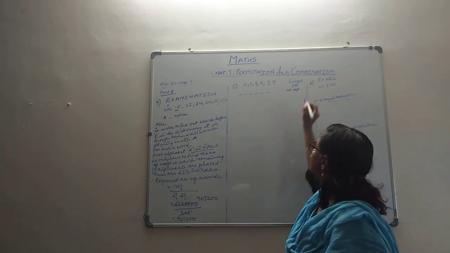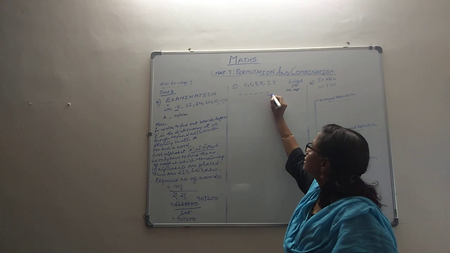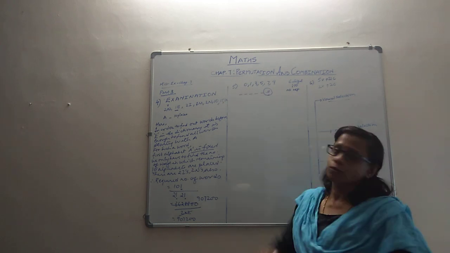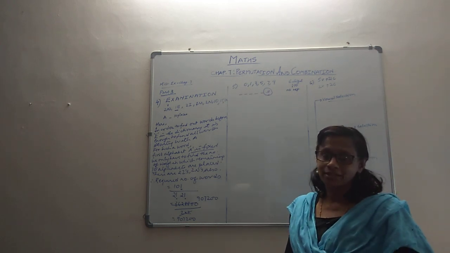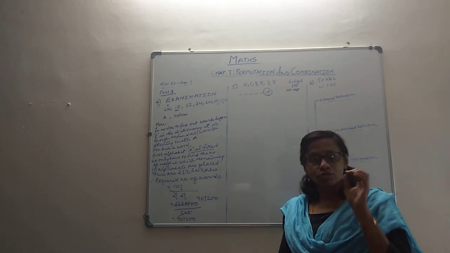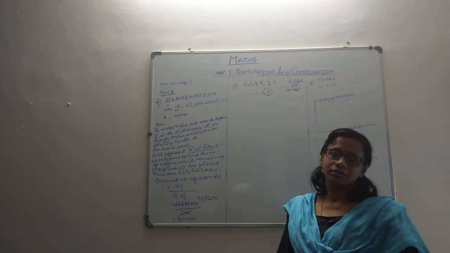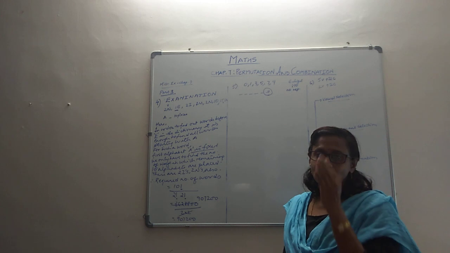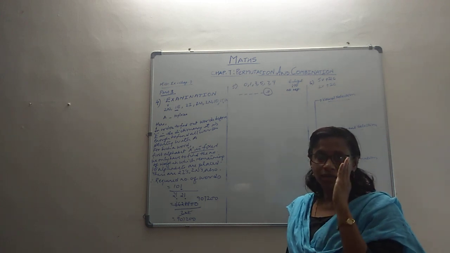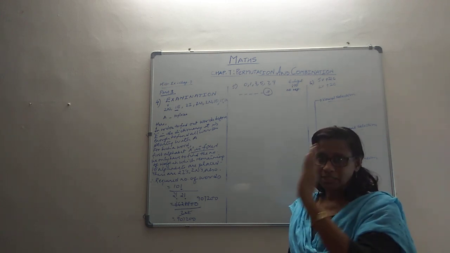Since they have said that it should be divisible by 10, this place can be filled only by 0. You cannot fill it by any other number, but only by 0. So 0 will go there. There is no other choice for 0. That place can be filled only in one way, by 0. So that place is gone.